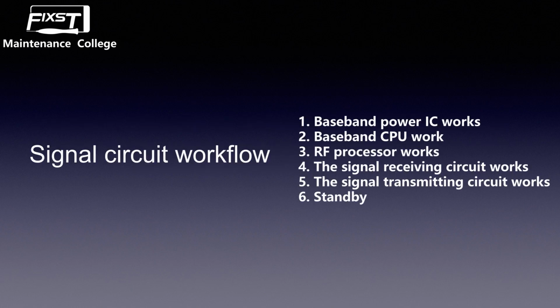Before learning this class, we need to know how the signal circuit works through. First is the baseband power IC working. After the baseband power IC works, it will give the power to the baseband CPU. And the CPU will control the RF processor working. After that, the signal receiving circuit will work, and the signal transmitting circuit will also work. After the signal receiving and transmitting are all working, the phone will go to standby.